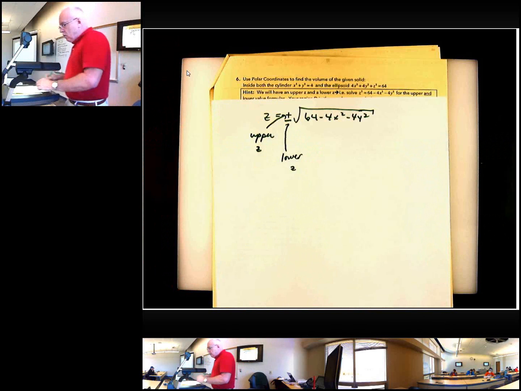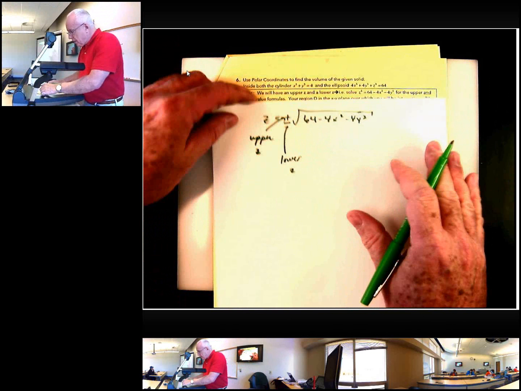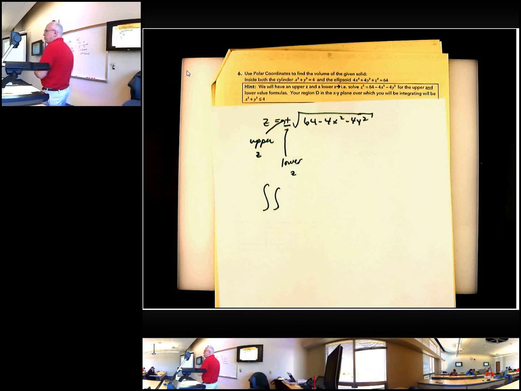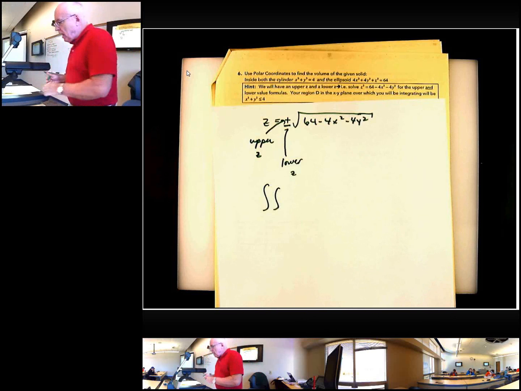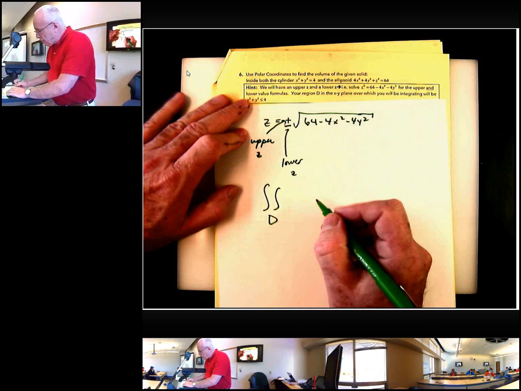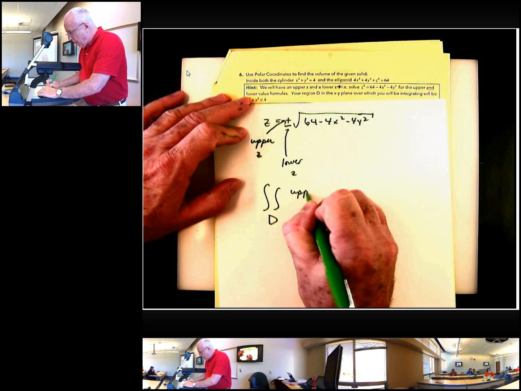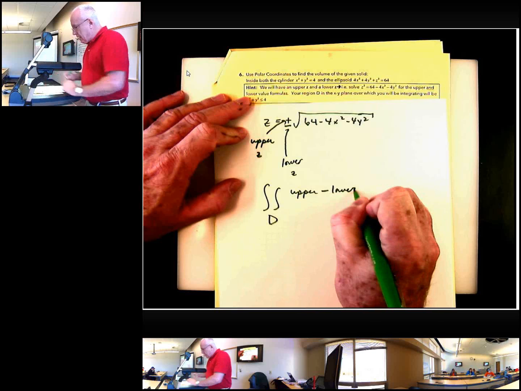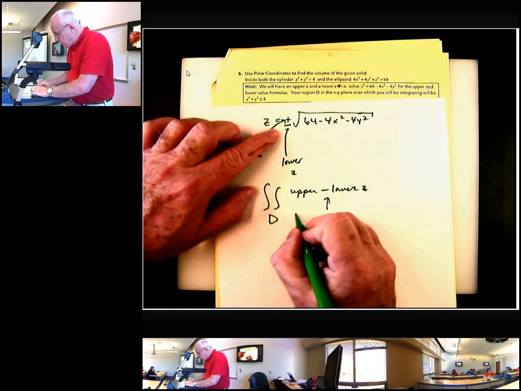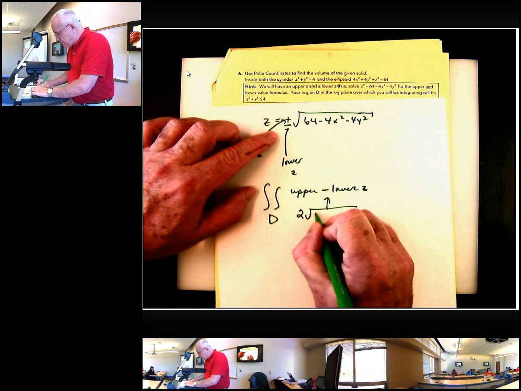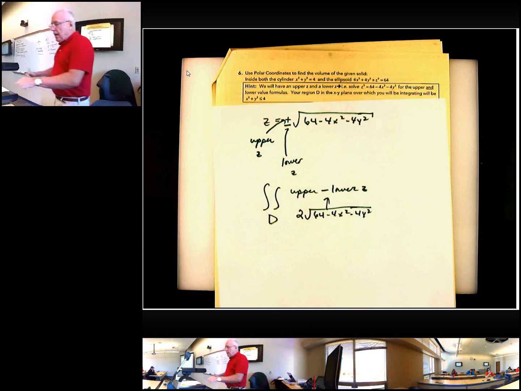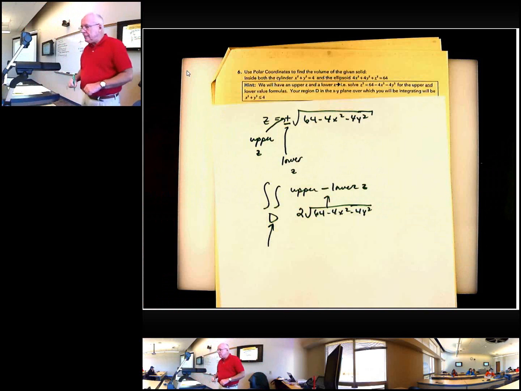Okay. And then what we have to look at here is, we're going to be doing this with polar coordinates because everything screams out polar coordinates because it's x squared and y squared. What we're going to be integrating here over some region is the upper z minus the lower z, and when you do that, you have a double negative, so you basically end up integrating 2 times that square root of 64 minus 4x squared minus 4y squared. When you subtract the negative, you have 2 of them. And then you have to figure out this region D.